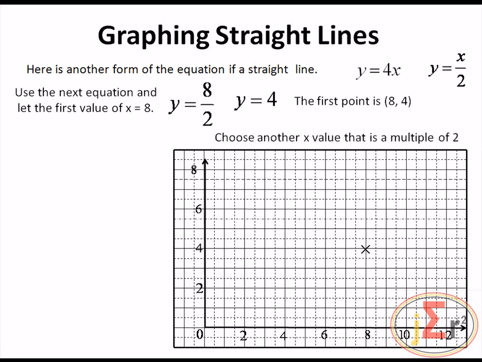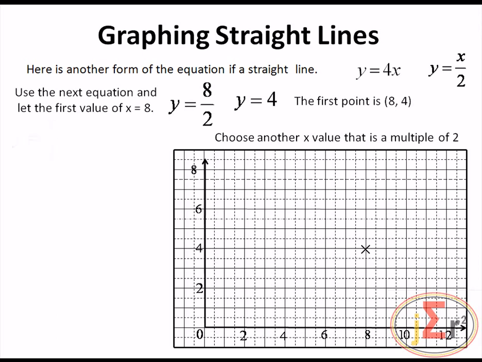Choose another x value that is a multiple of 2. Usually you use that because you don't want to introduce any fraction unnecessarily. You have a lot of options and yet you only need 2 points. And of course you may include an error correcting third point. So you don't need to use values that will give fractions.